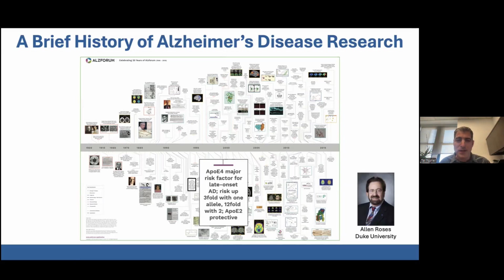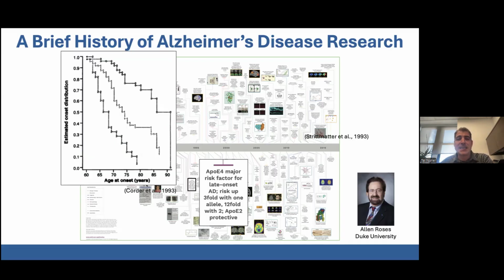Side note, if you want to understand a little bit about how brutal it can be to work in academia, Alan Roses is a good example. About 5 years after making one of the major discoveries of Alzheimer's disease research, he had to leave academia because his lab ran out of funding.